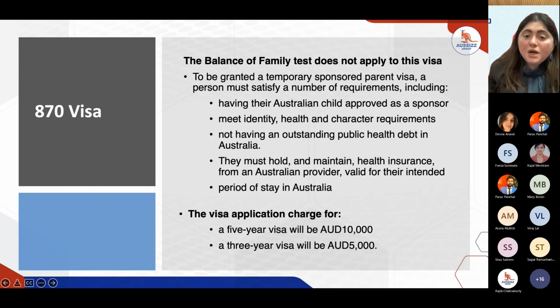The visa application charge, if you're applying for a 5 years visa, so if you want your parents to stay here for 5 years, you will be charged a $10,000 one-time payment. And if you apply for a 3 years visa, you will be charged $5,000. That's the department fees.